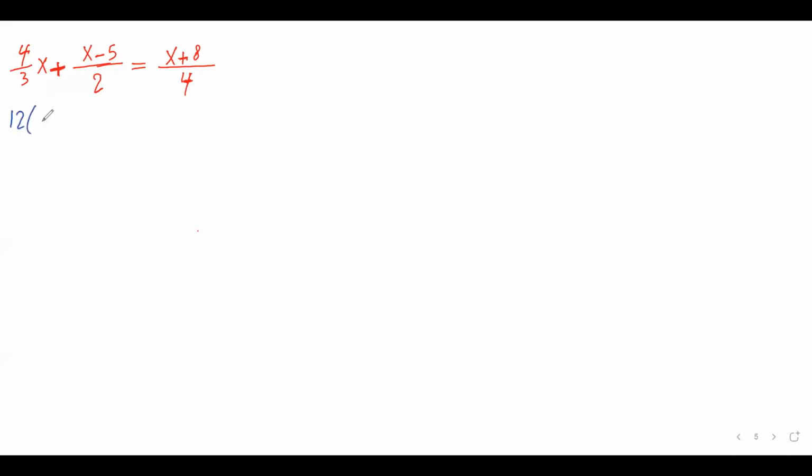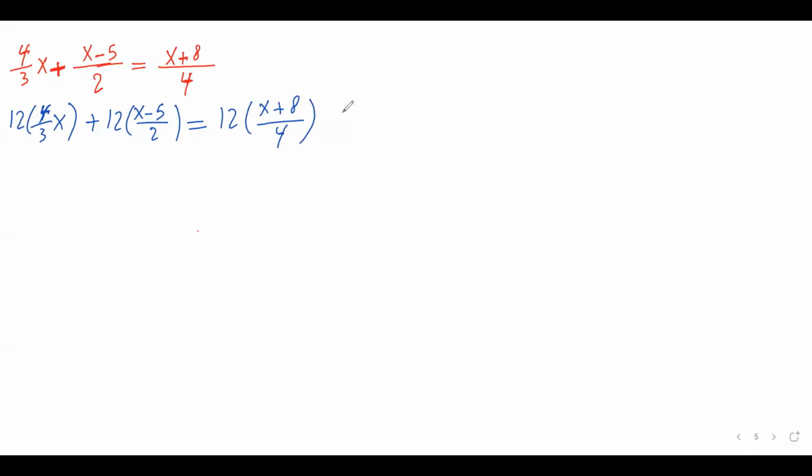So 12 times 4 over 3x plus 12 times x minus 5 over 2 equals 12 times x plus 8 divided by 4. Now let's simplify these fractions.